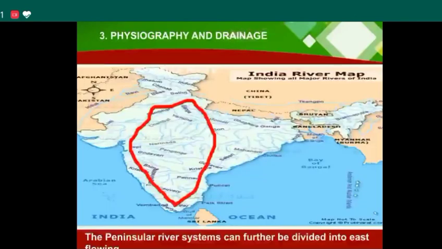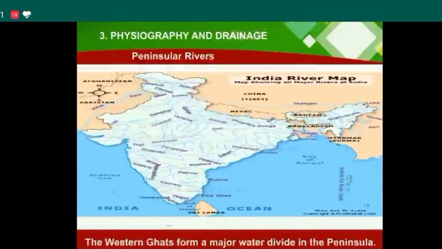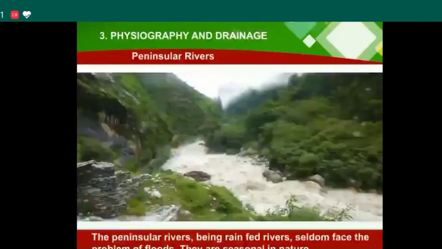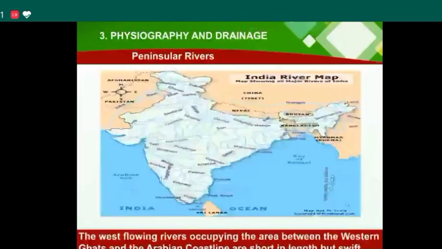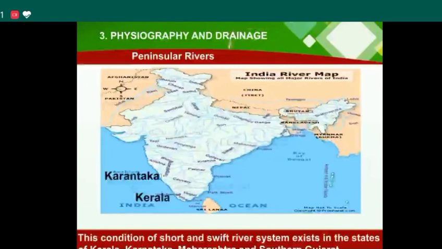Peninsular rivers. The peninsular river system can further be divided into east-flowing rivers meeting the Bay of Bengal and west-flowing rivers meeting the Arabian Sea. The Western Ghats form a major water divide in the peninsula. The peninsular rivers, being rain-fed rivers, seldom face the problem of floods. They are seasonal in nature. The west-flowing rivers occupying the area between the Western Ghats and the Arabian coastline are short in length but swift. This condition of short and swift river systems exists in the states of Kerala, Karnataka, Maharashtra and southern Gujarat.